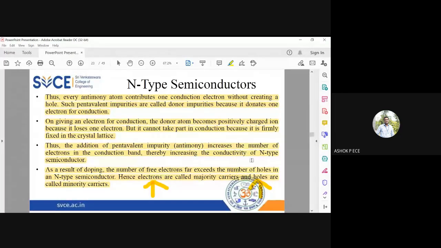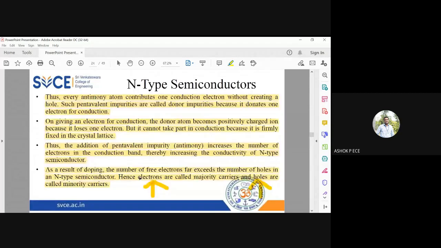In an N-type extrinsic semiconductor, because each antimony atom contributes one excess electron, the number of electrons is going to be very, very high compared to the number of holes. So when the electron population is very high, it becomes the majority. Since holes are going to be minimum in number, they become minority carriers.